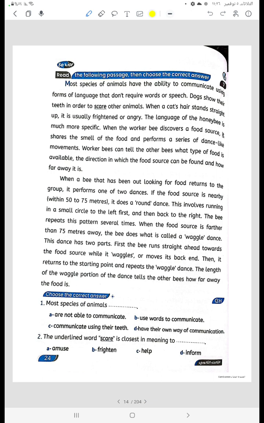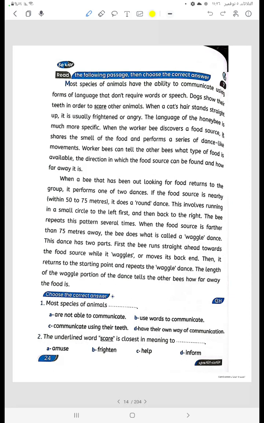When the worker bee discovers a food source, it shares the smell of the food and performs a series of dance-like movement. يعني لما بيشوفوا الأكل أو بيعرفوا مصدر الأكل بيعملوا كده رائحة، يعني it shares the smell of the food وكمان بيعملوا نوع من الرقصات كحركات.